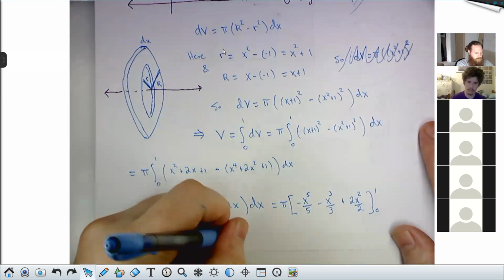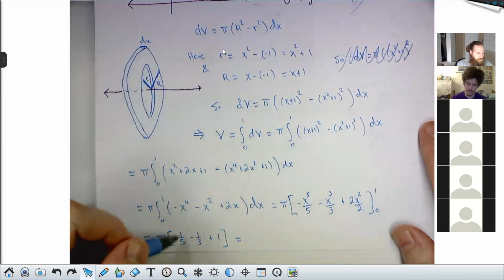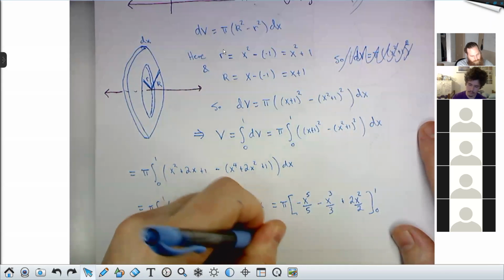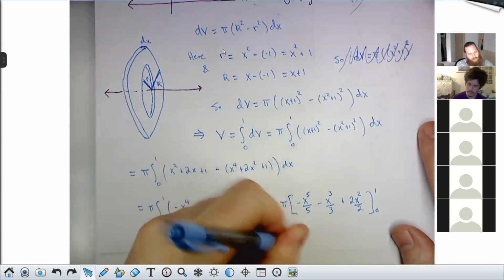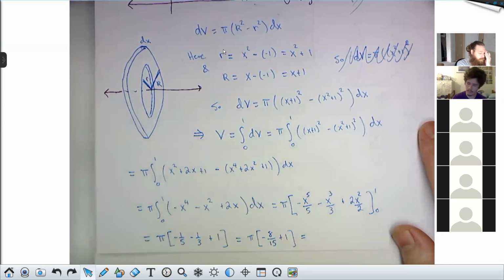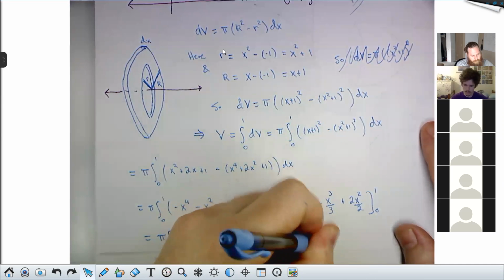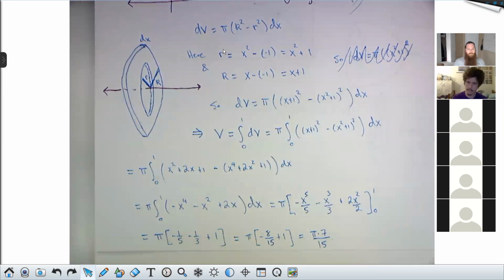All right, and again, if you want, you can have your common denominator, negative 1/5 minus 1/3. So that's 3/15 and 5/15. That's going to be negative 8/15 plus 1. And 1 is 15/15. 15 minus 8 is 7. So that's pi times 7 over 15, or 7 pi over 15.